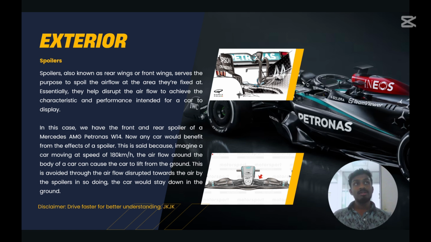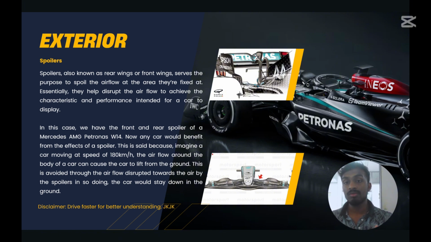So imagine this: you have a spoiler at the back of your car and you're moving at tremendous speed. What it does is divert the airflow running through the body of the car upwards. In this case, we want to stay down on the ground, so it diverts the airflow of the car's body towards the upwards of the car. So what happens is it generates this downforce that pushes the car downwards, and that's how we stay planted to the ground even at high speeds.